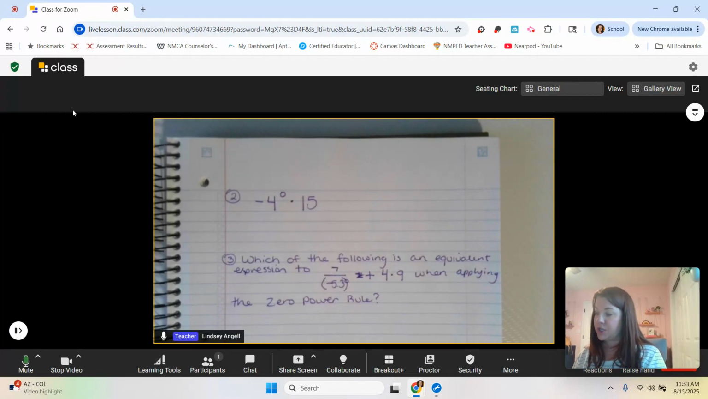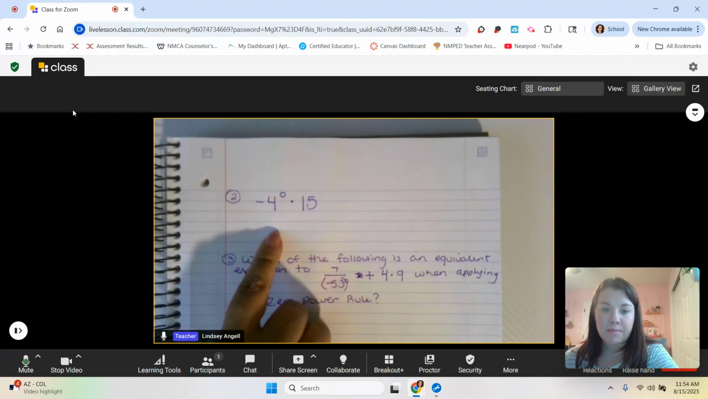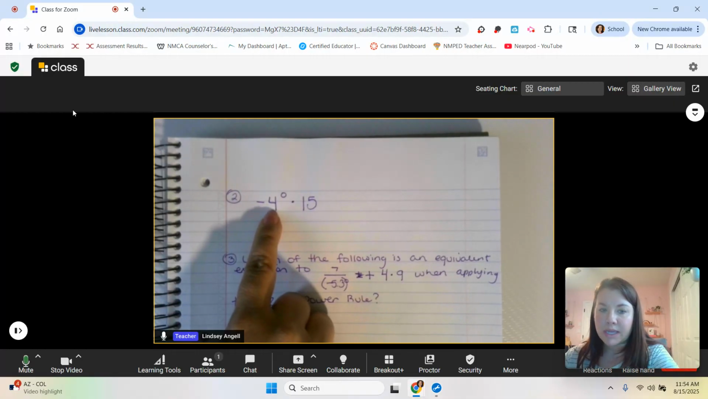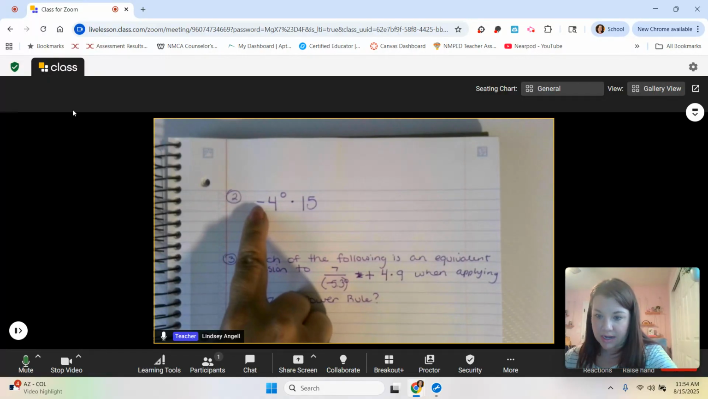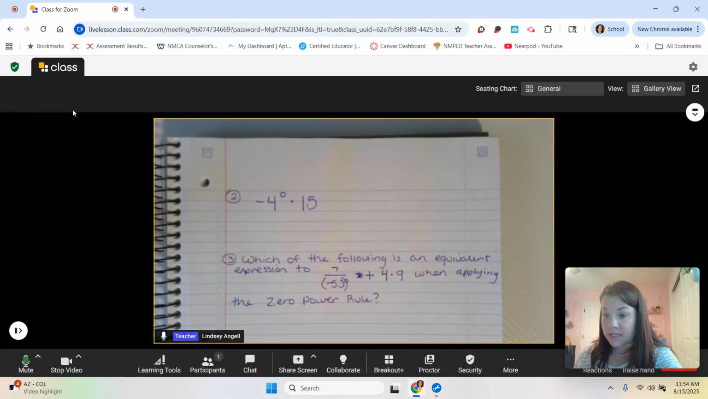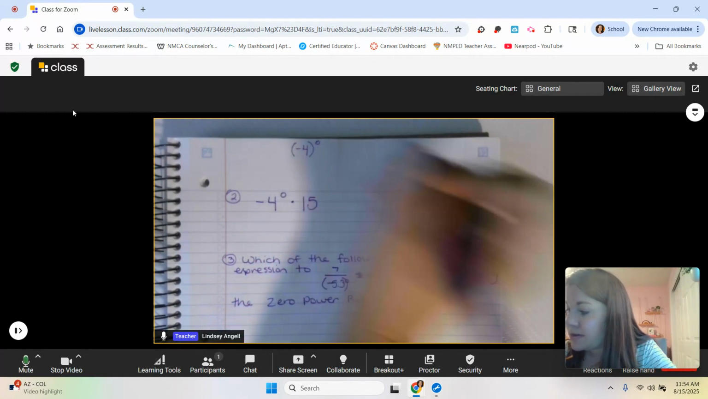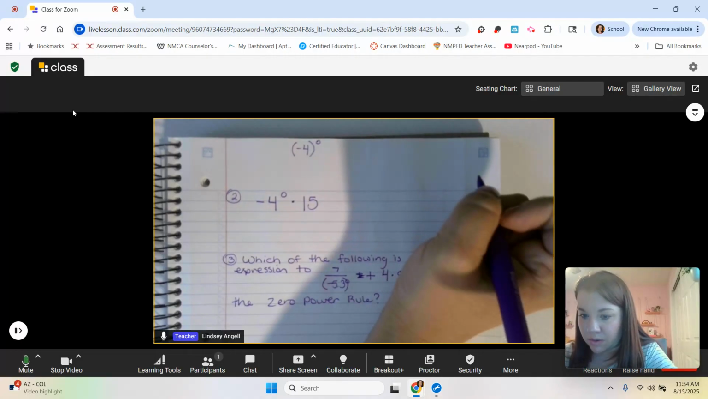Okay, number 2. This one is a little bit trickier, because we do need to discuss exponents and what they apply to. So right now, with this one, the exponent, the 0, is actually only attached to the 4. It is not attached to the negative sign. In order for it to be attached to that negative sign, there would have had to have been parentheses around it like that for it to apply.